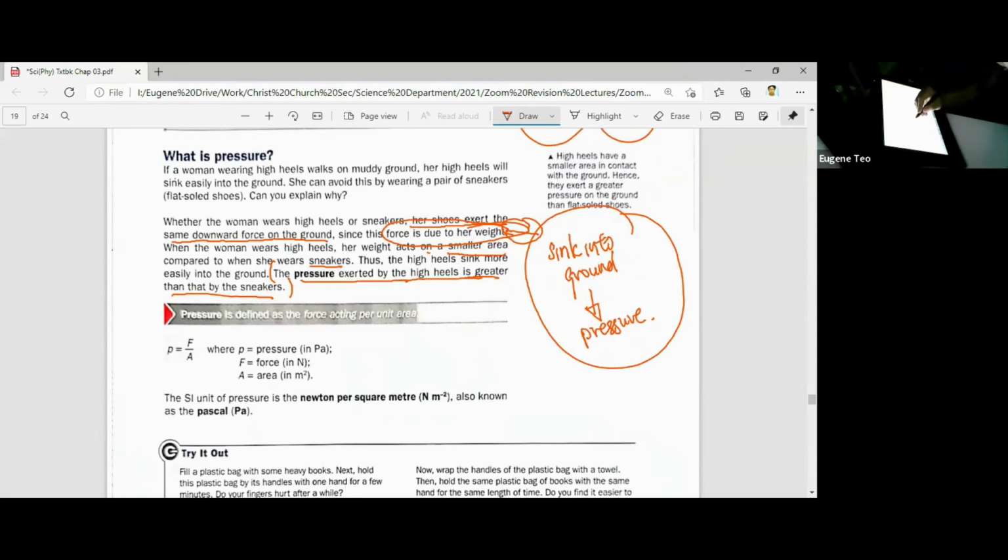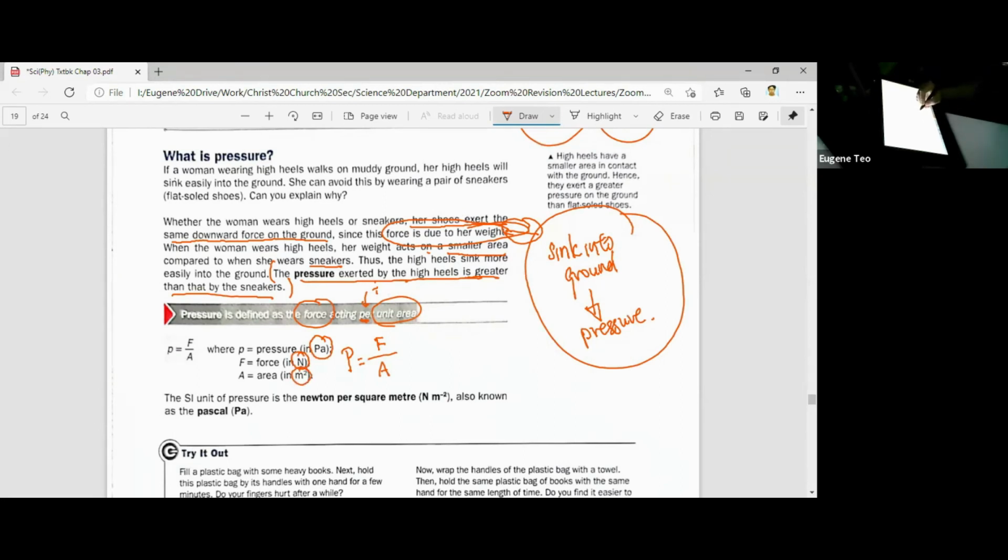So what is it defined as? It is a force acting per unit area. Whenever you see the word per, this is the concept of divide. So force acting per unit area: pressure equals force over area. Do take note of the units. The unit of pressure is the Pascal, Pa. Force must be in Newton. Area should be in meter squared.